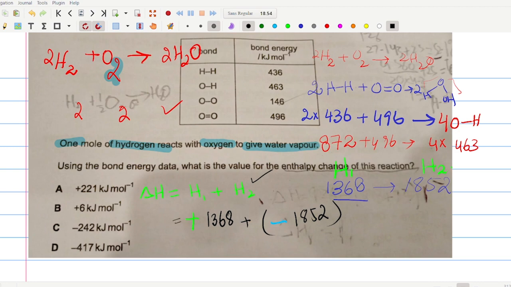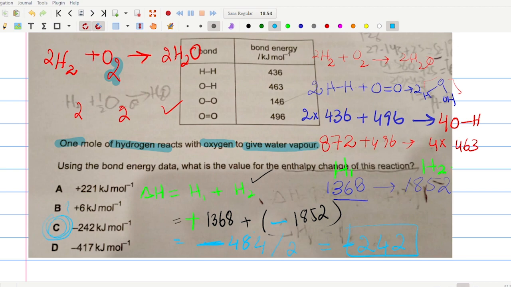So the overall change in the reaction, we will calculate it. Plus 1368, minus 1852, what will be the answer? Minus 484. So this was the answer for 2 moles of water molecules. So we have to divide it by 2 to get the answer for 1 mole: 242. The answer will be minus 242.